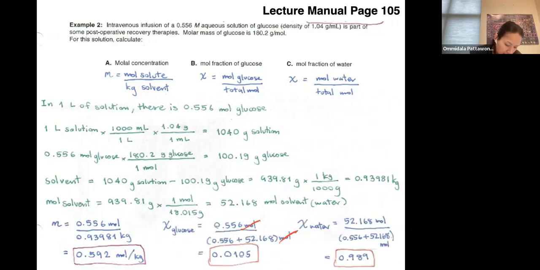As I mentioned earlier, you can calculate it this way, or you can get the mole fraction of water by using 1 minus 0.0105, which is 1 minus the mole fraction of the solute. It gives you the identical value. If you want to check your answer, these two need to add up to 1, because everything is out of 1 for fractions. When you add solute and solvent together, they need to equal a mole fraction of 1.